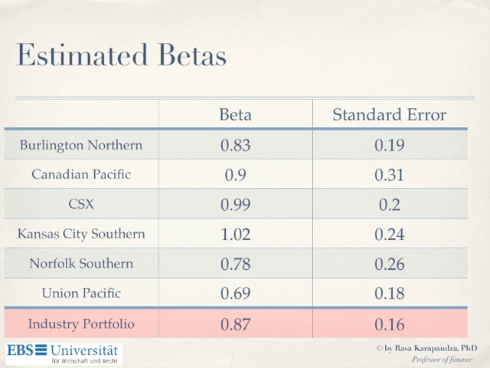So Burlington Northern is some railway company, and this railway company's beta will change a lot over time, and we will not be that good at estimating it. Our estimation error will be not so small. But if you observe a portfolio of all railway companies, this beta will be more stable over time, and in addition, we will have a lower estimation error.